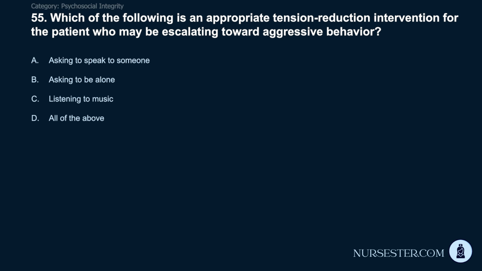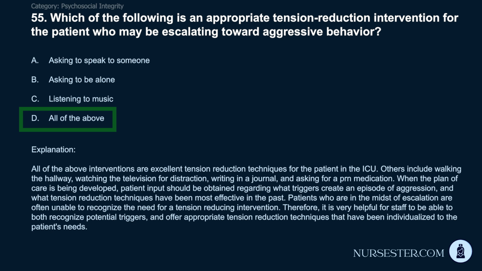55. Which of the following is an appropriate tension reduction intervention for the patient who may be escalating toward aggressive behavior? A. Asking to speak to someone. B. Asking to be alone. C. Listening to music. D. All of the above. Correct answer, D. All of the above. All of the above interventions are excellent tension reduction techniques for the patient in the ICU.